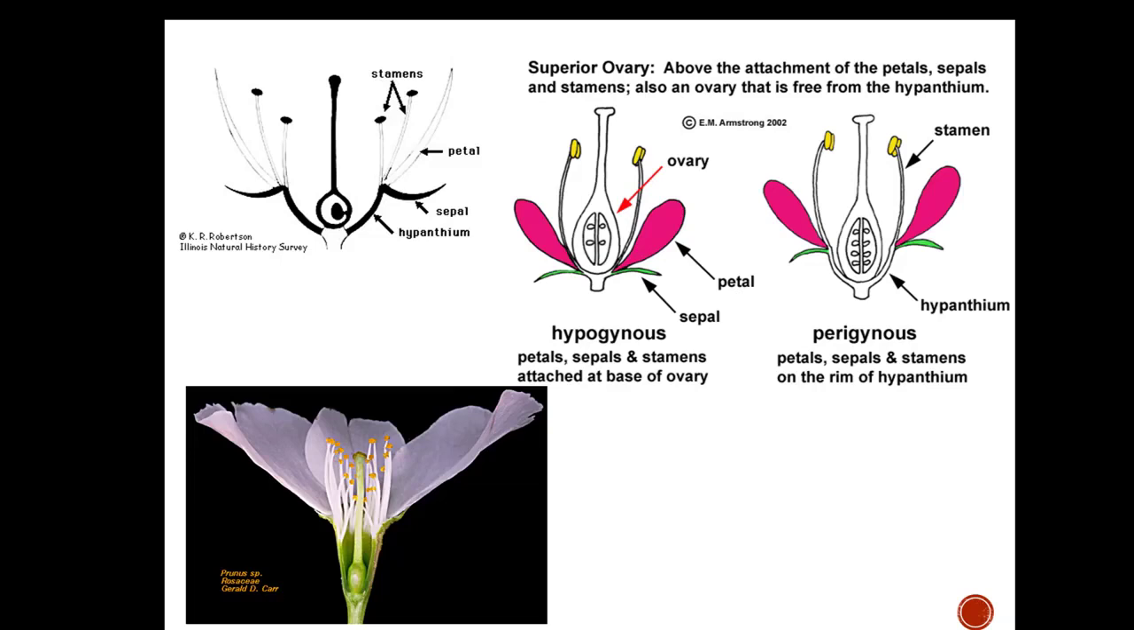So again, here's our hypogynous. Petals, sepals, and stamens are attached to the base of the ovary, and in perigynous, the petals, sepals, and stamens are on the rim of the hypanthium.